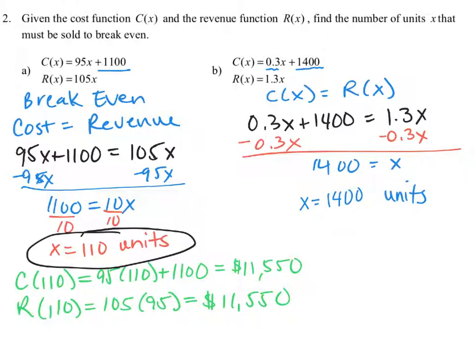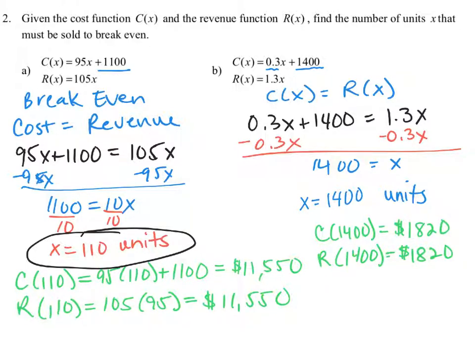And we can check the cost of producing 1,400 units and the revenue for selling 1,400 units and confirm that our cost will equal our revenue. So our check step, we want to find the cost of 1,400 units, and by plugging that in, you get 0.3 times 1,400 plus 1,400. You get $1,820, and then the revenue for selling 1,400 units would be $1,820.